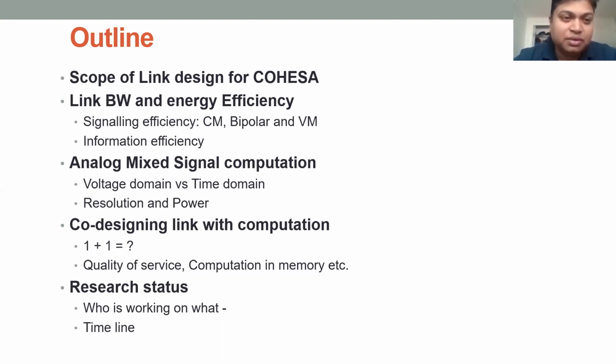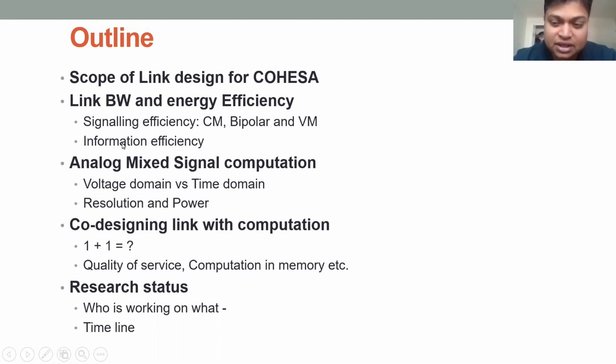Obviously, it's understood by now, these links have to provide much wider bandwidth because we are processing a lot more information now. At the same time, a lot of devices will be mobile. And even if they are connected to a power supply, we want to be energy efficient. When we say energy efficiency, it's mostly signaling efficiency, meaning if I have to send a stream of bits from one end to the other end, how efficiently, burning the least amount of power, can I do that. But while we talk about it, there is one more thing, the information efficiency.